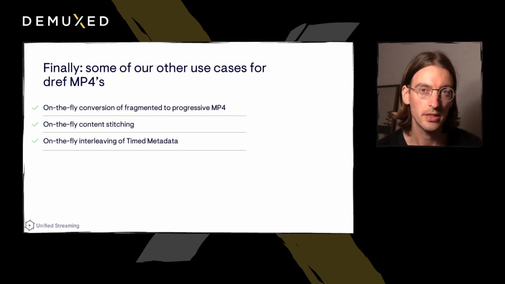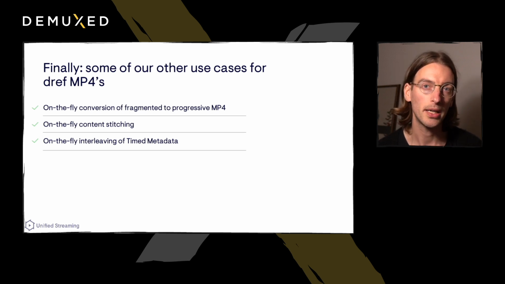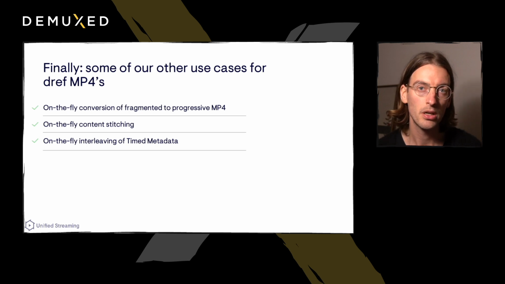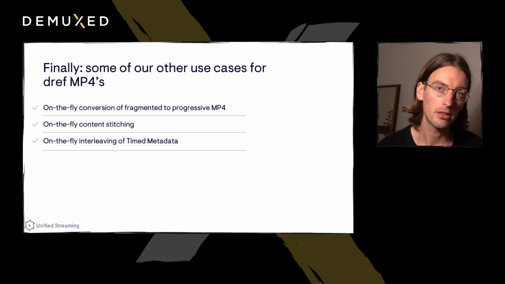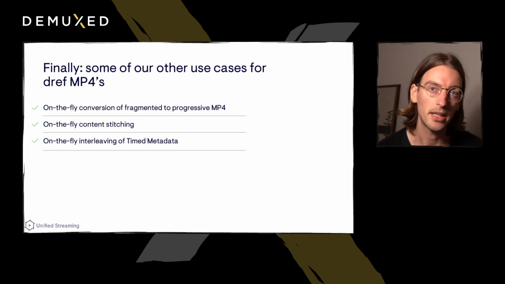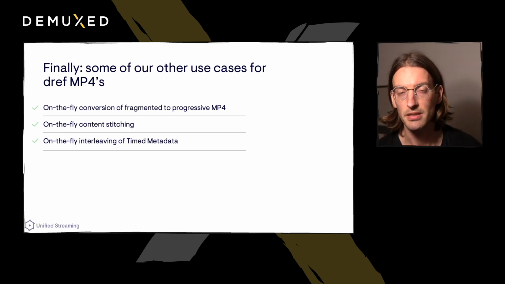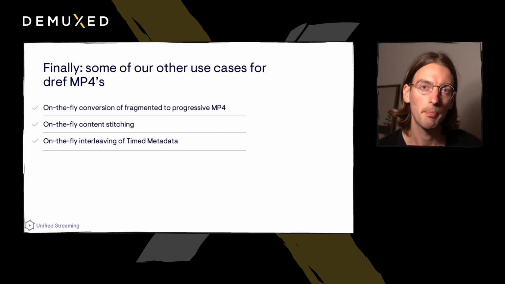Another example is the on-the-fly stitching of content, where you need to build a new timeline. You can store that timeline in the dref MP4, such that the just-in-time packager can read the dref MP4, read the timeline, and fetch the media data from the different sources and produce as its output a seamless stream.